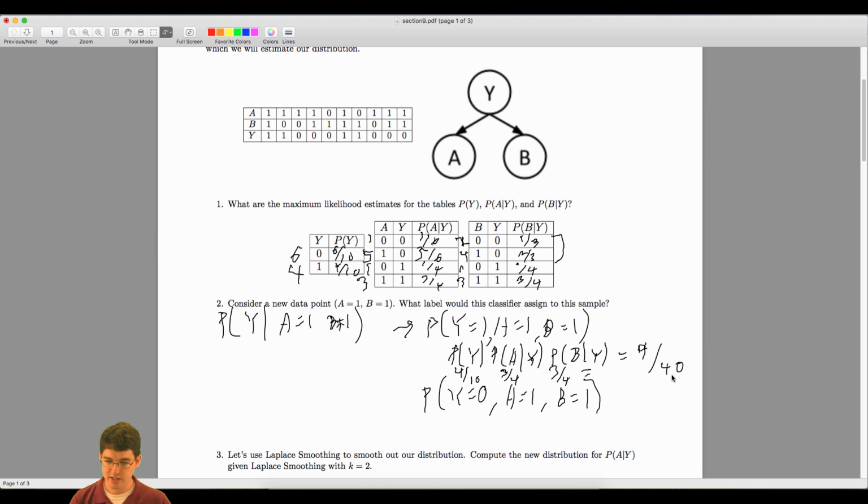Okay, so we're going to do the same thing for the case where y equals 0. So here, the probability of y, that's 6 out of 10, multiplied by the probability of a given y. So now we're going to say y is 0, a is 1, that's 5 out of 6. And then b equals 1, given that y equals 0, well, that is 2/3. We multiply all of those together, and we end up with 1/3.